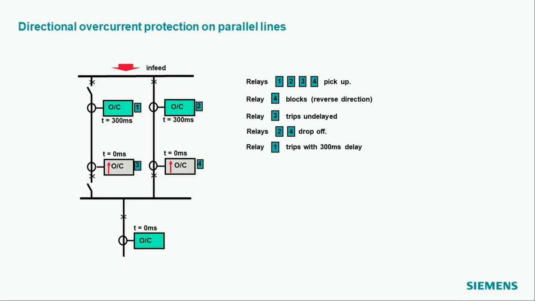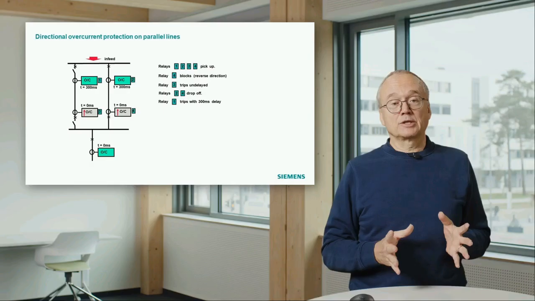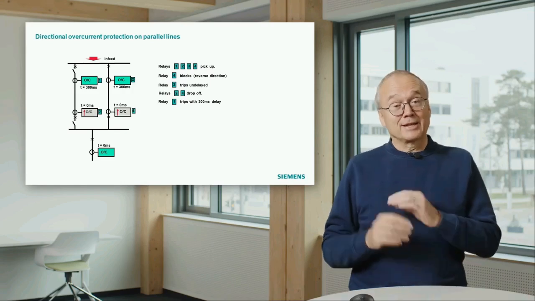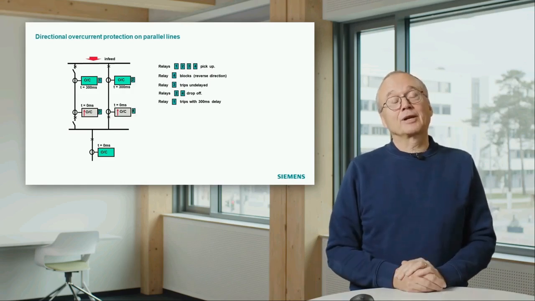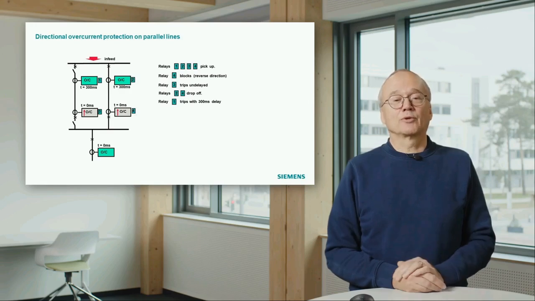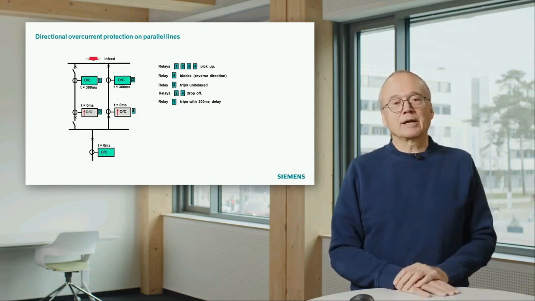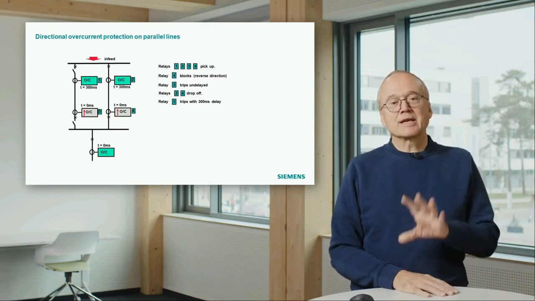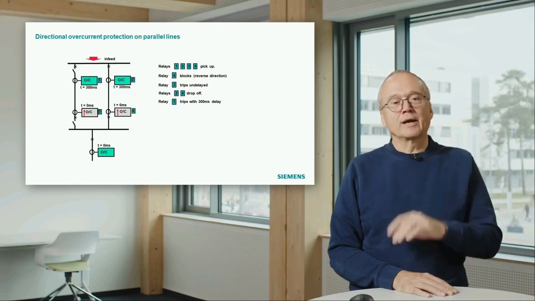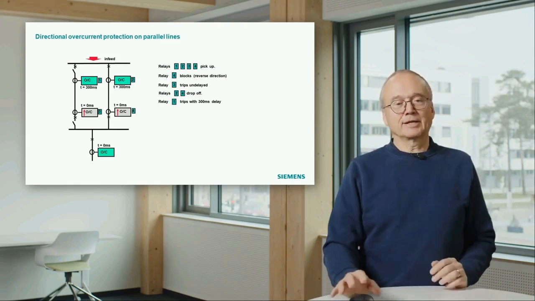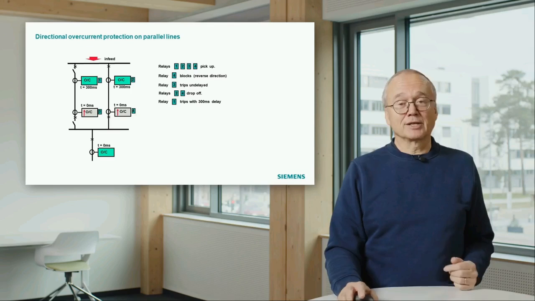That means we have cleared the fault, and the parallel line, the cable on the right side, is still in operation. So you see, with the directional overcurrent relay, you can make a proper protection even in such a case where you have two parallel cables, which is theoretically a mesh system.